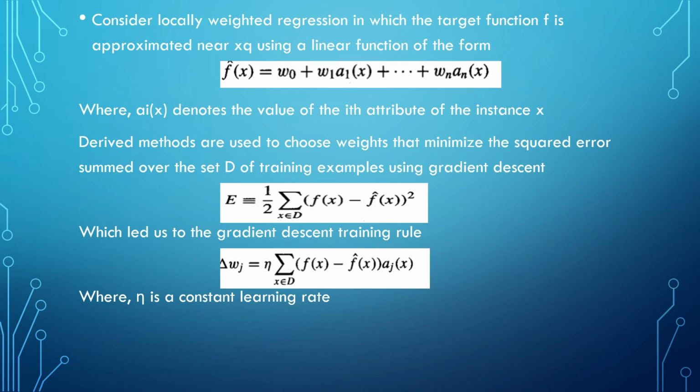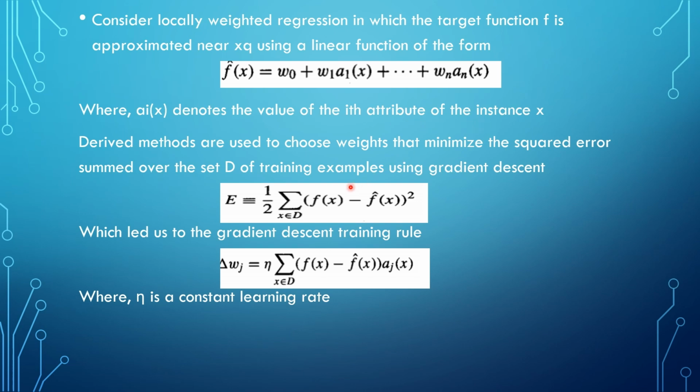Okay, now consider locally weighted regression in which the target function f is approximated near x_q using a linear function of the given form. This is a linear function which is used to find the approximation for a target function f, where a_i(x) denotes the value of the ith attribute of the instance x.